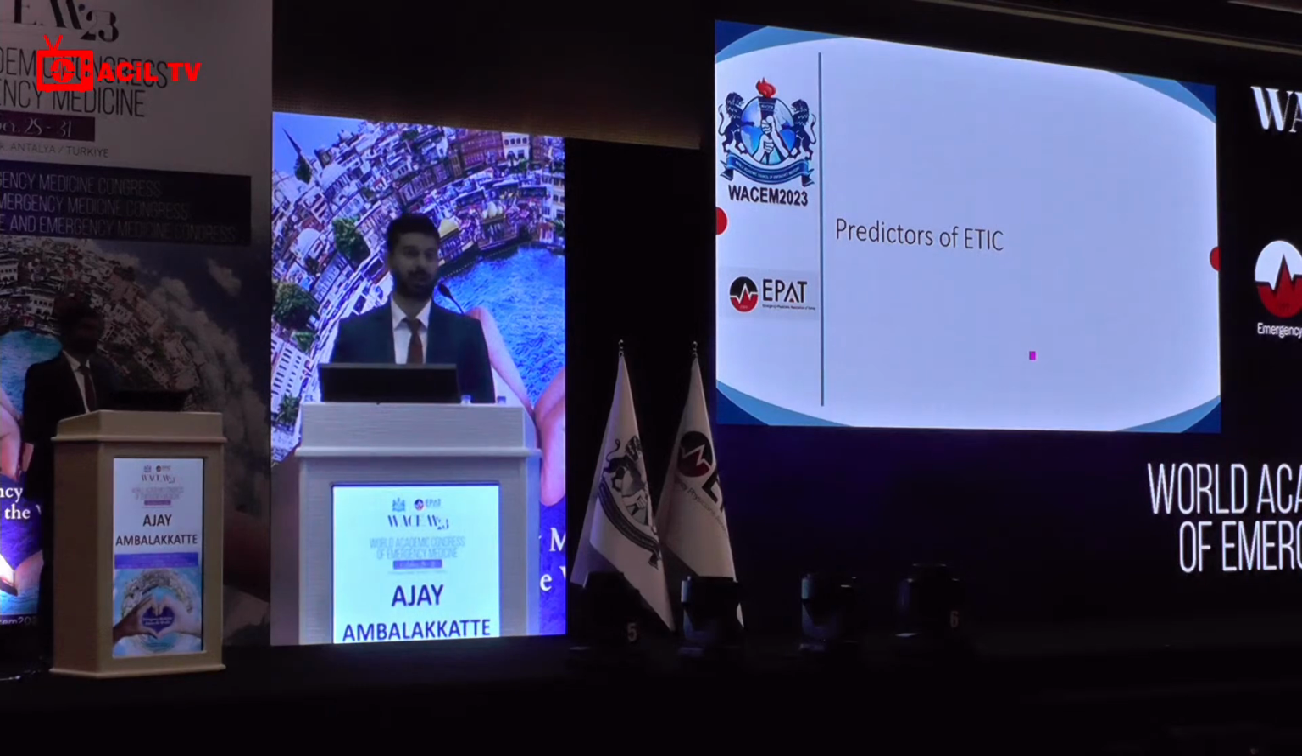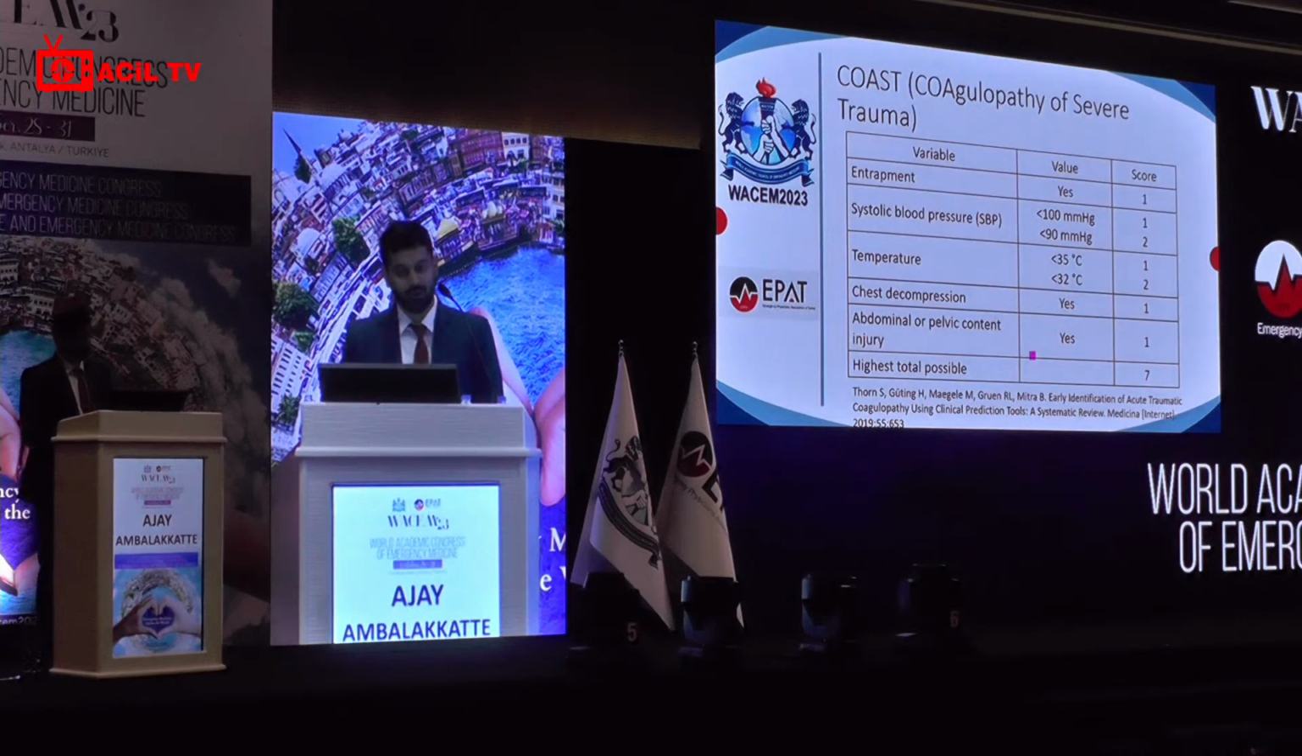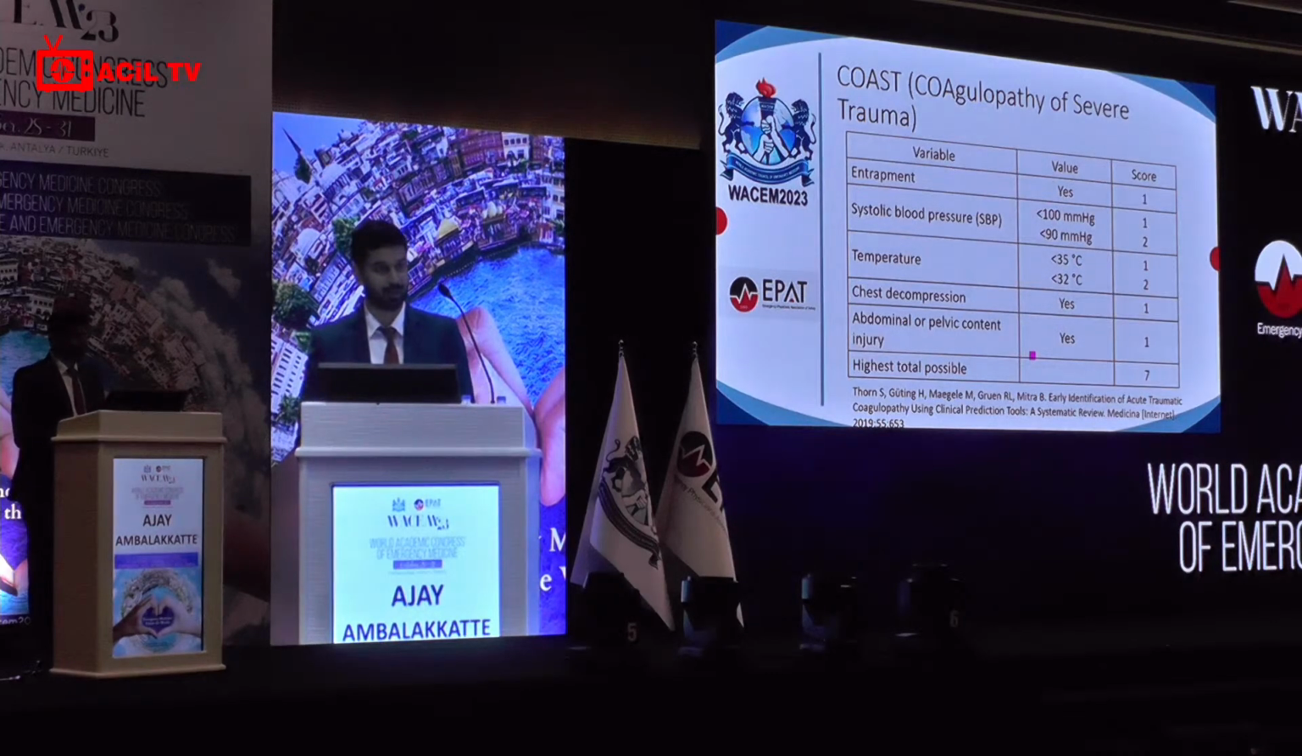Now, how can we predict early trauma-induced coagulopathy? There have been multiple scoring systems. One is the coagulopathy of severe trauma score, which comes from the Australian system. There are 5 components: entrapment, systolic pressure, temperature, chest decompression, and abdominal or pelvic content injury, and the highest possible score was 7. With a cutoff value of 3, the sensitivity was 60% and specificity was 90%.